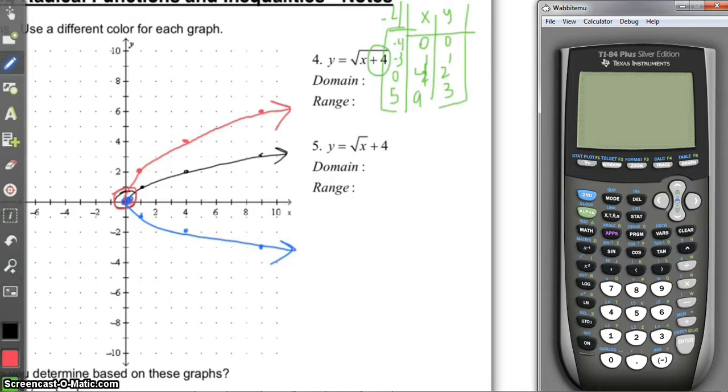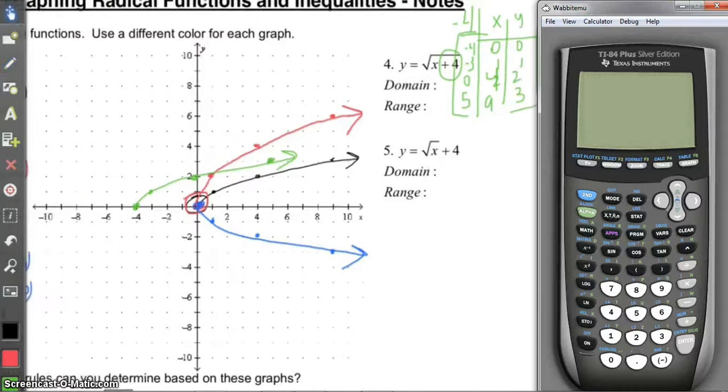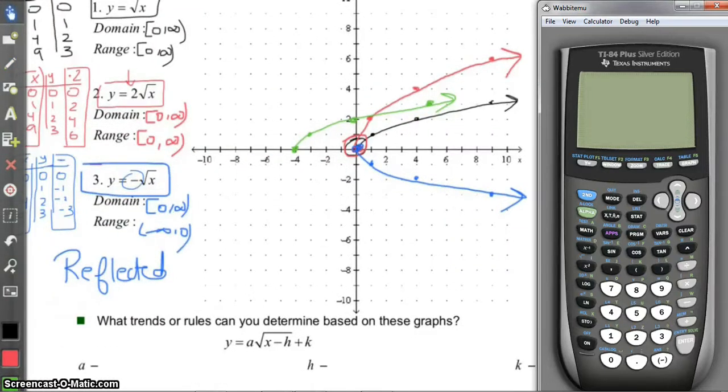So my points are going to be negative 4, 0. So this is going to be my starting, or you can say end point. Negative 3, 1. 0, 2. And 5, 3. So this is going to be my points for my graph. Again, it's a shooting star in green. So all of them have been shooting stars except number 3, which is being reflected.